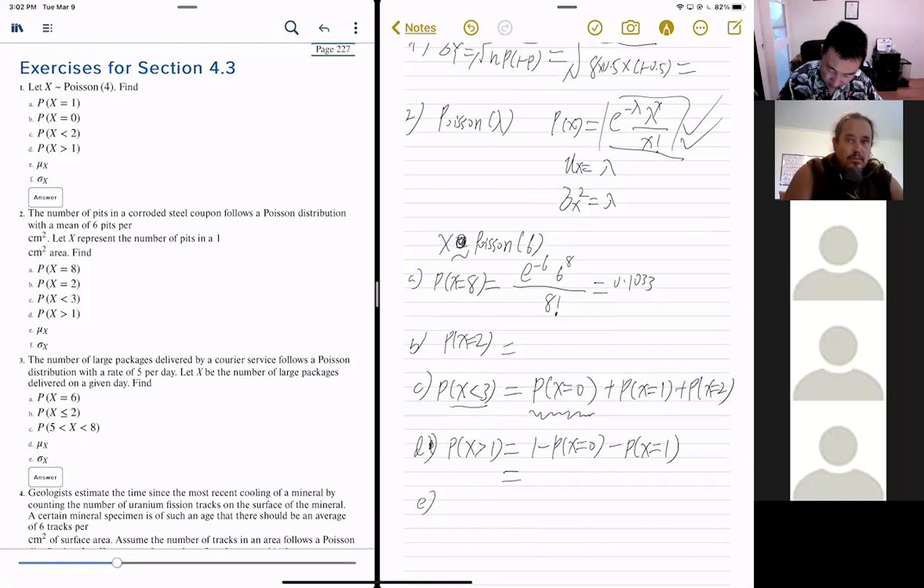Part E is asking the mean value. So mean value is equal to lambda. That's true for all the Poisson distribution. And the lambda is 6.